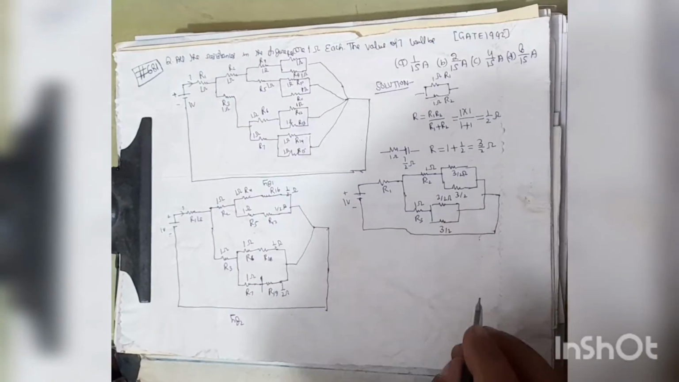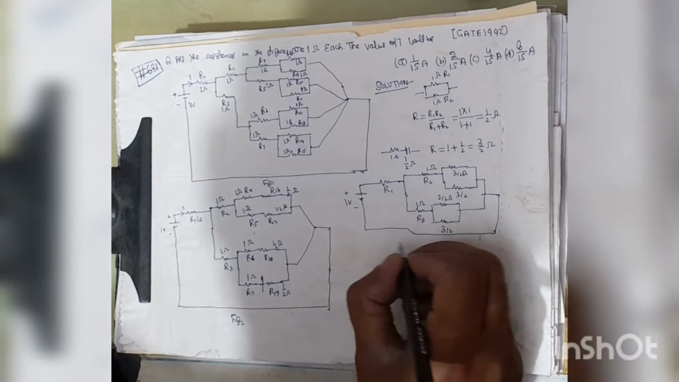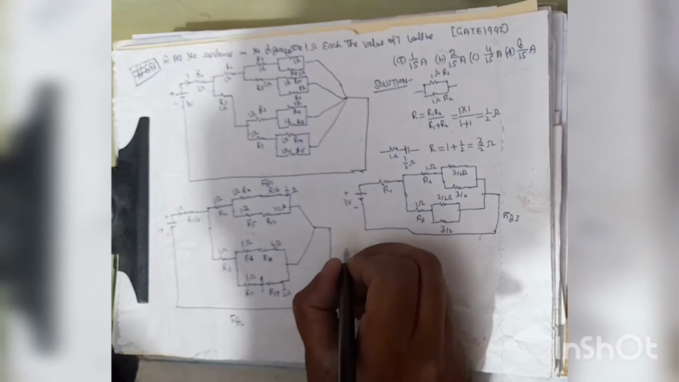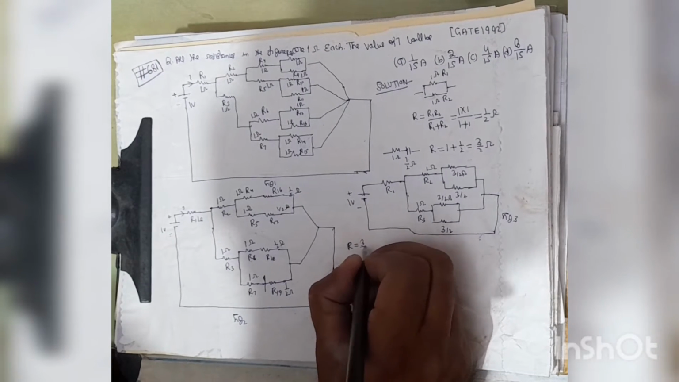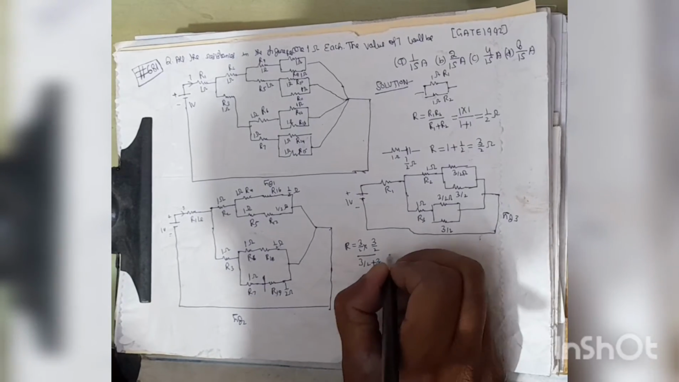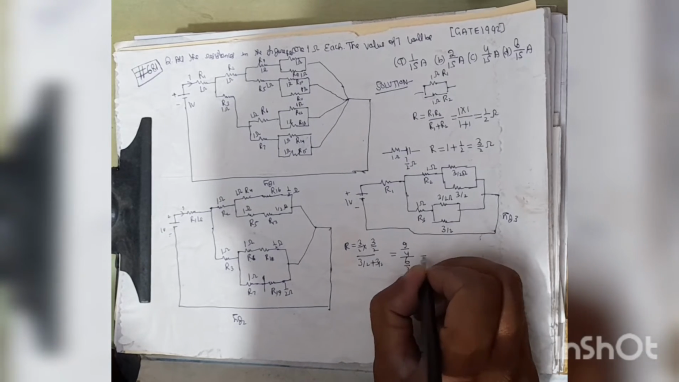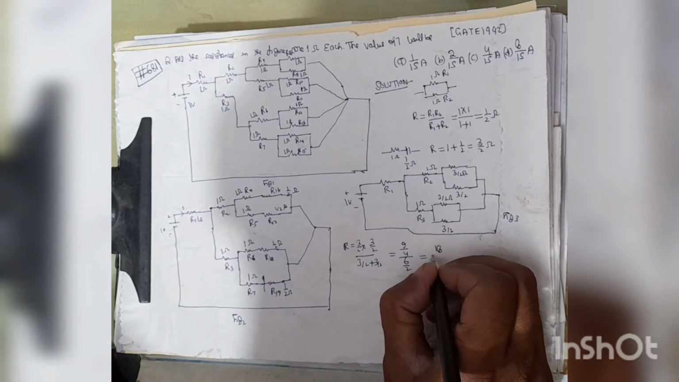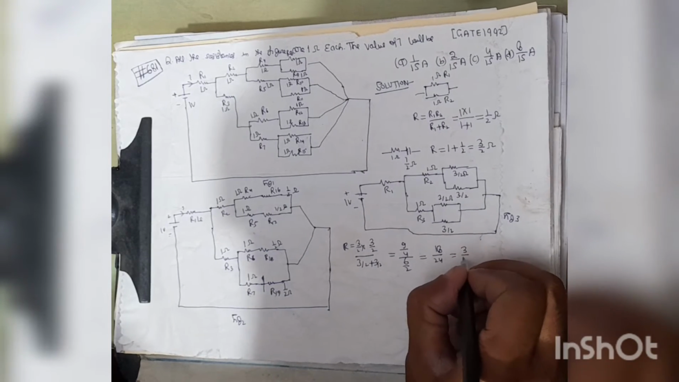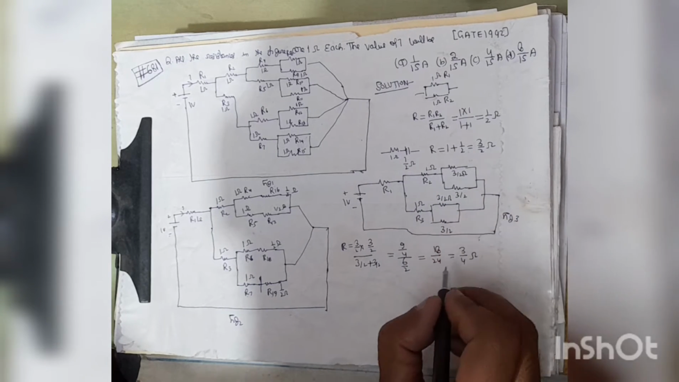Now the parallel combination of 3/2 ohm resistances will be, this may be written as figure 3. The parallel combination of 3/2 resistances will be R equals 3/2 multiplied by 3/2 divided by 3/2 plus 3/2, so it will be 9/4 divided by 6/2, so it will be 18 divided by 24, so it will be 3/4 ohm. So the parallel combination of two 3/2 ohm resistances will be 3/4 ohm.